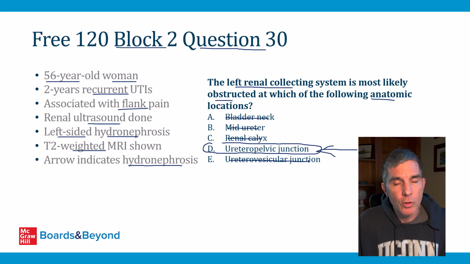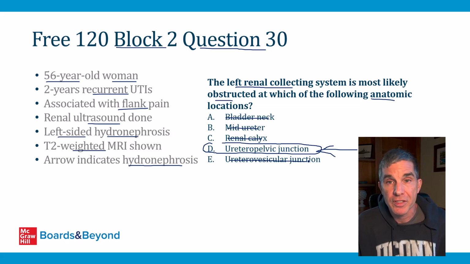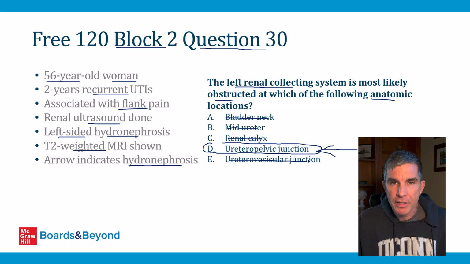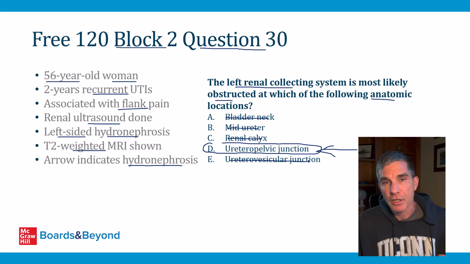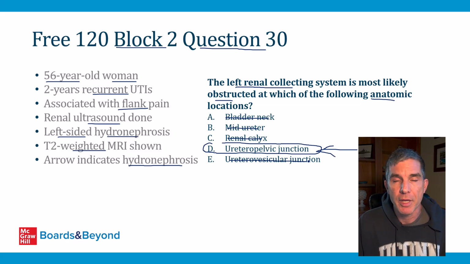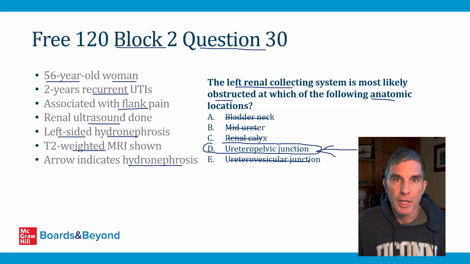So once again, a cool question. There are always going to be questions like this on your USMLE exam. They're going to show you images you haven't seen before. Just be aware that they're not going to expect you to be a radiologist and know exactly what you're looking for. They are going to give you clues like the arrow pointing to the abnormal side in this question. And they're going to expect you to just use basic logic to be able to come up with the answer. And that concludes our video review of the free 120 Block 2 question 30.